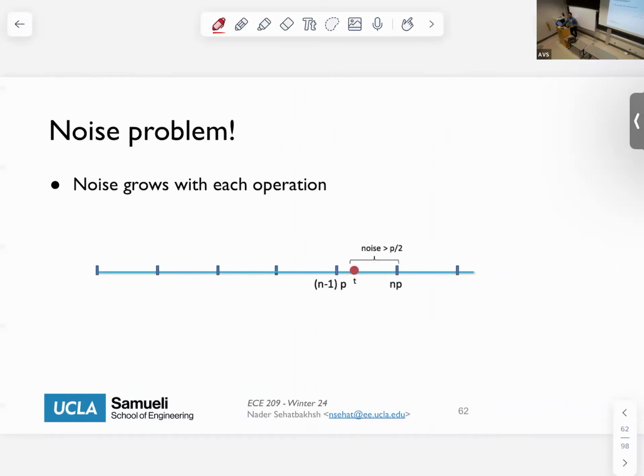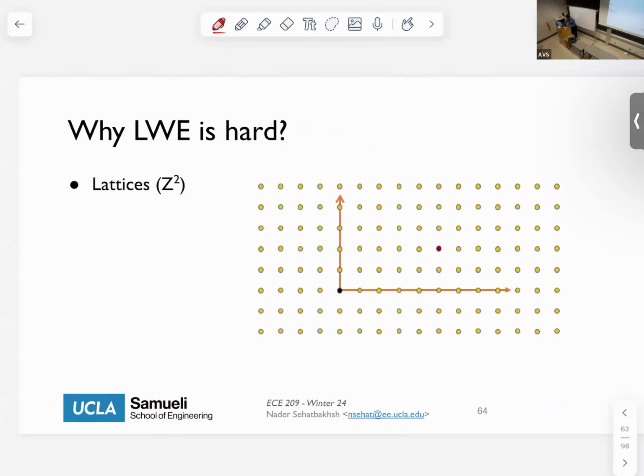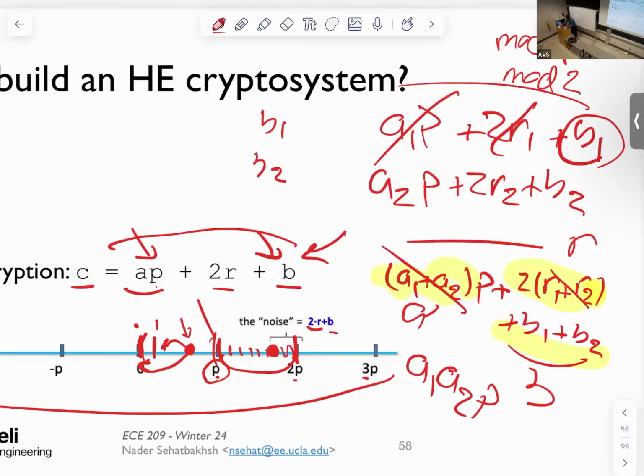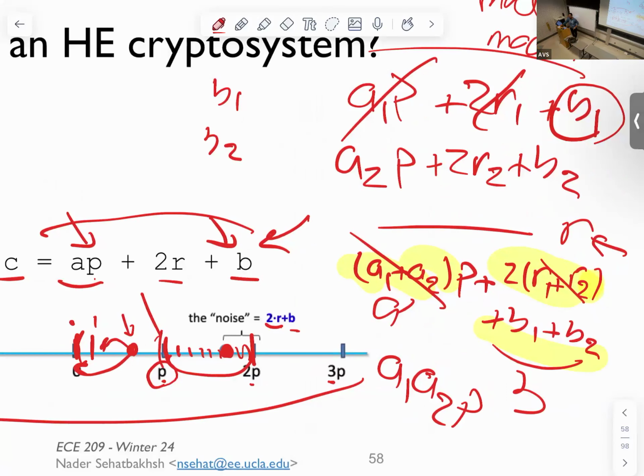The problem with the noise is that the noise should be smaller than half, right? Because if it's bigger than half, it's going to roll over one step higher or one step lower. And if you think about addition and multiplication, if I go back, you will see that with addition my new R was R1 plus R2, which means each addition increases the noise. So if I do 2 additions, I'm adding 2 small noises. If I do 100 additions, I'm increasing the amount of noise by a factor of 100.